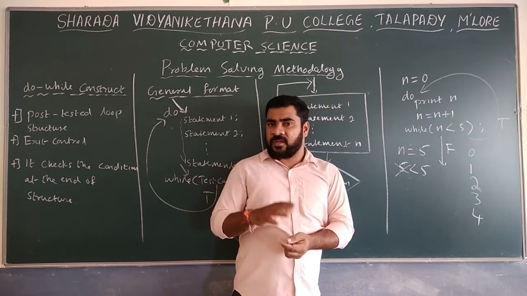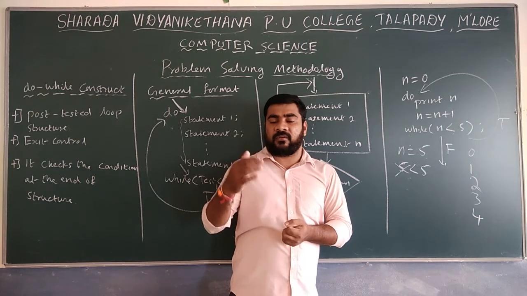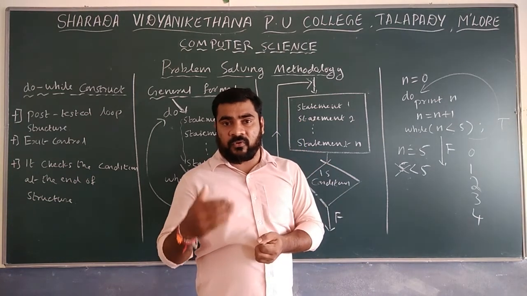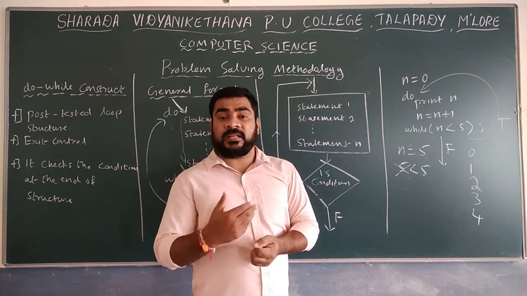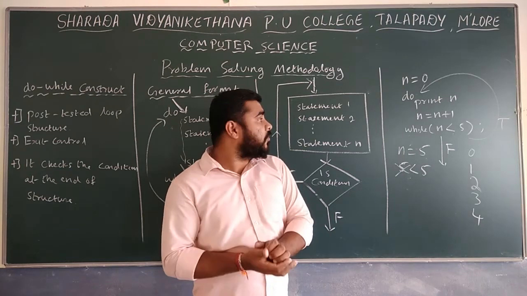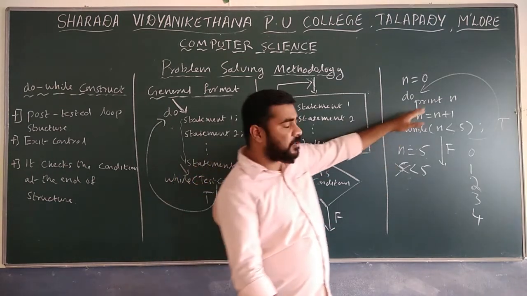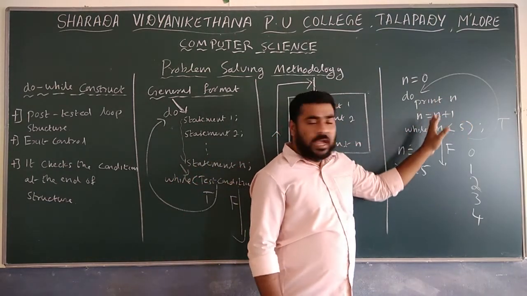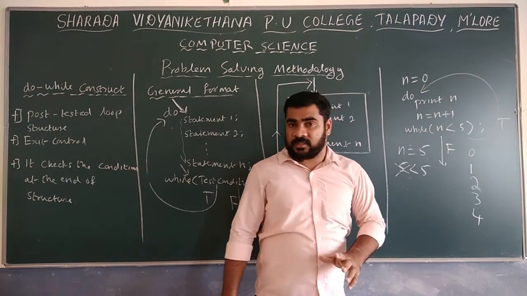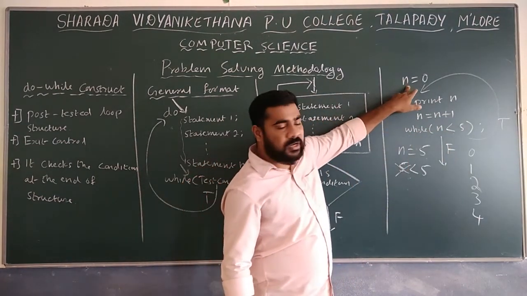One more term is decrementing. When the value is 5, next time it will be 4, 3, 2, 1 like that. That is known as decrement. So you can use either increment or decrement. After that, we check the condition. So how is it going to execute? First n is assigned 0.